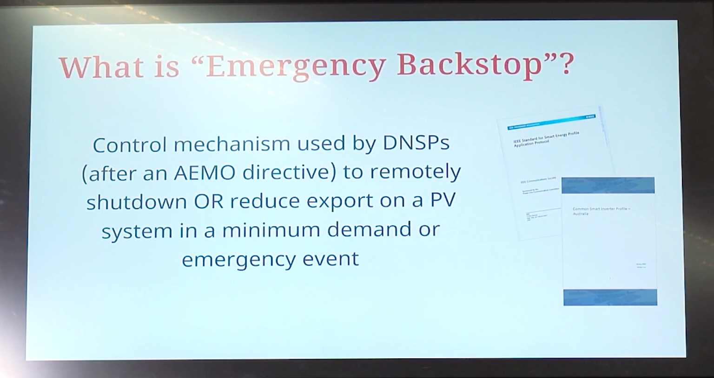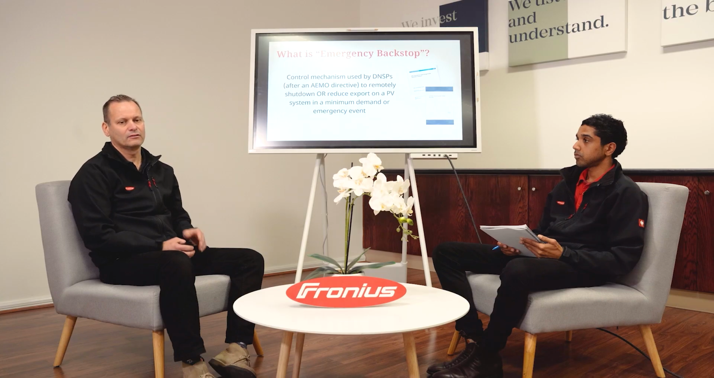All right, so I guess start off with what is emergency backstop? As the name says, it's a backstop that should be used only in emergencies or in, let's say, minimum demand events. So this control mechanism has come from AEMO. They obviously look after the stability of the grid, and so AEMO determines if there's instability in the grid or if the minimum demand is undercut. They give a directive to DNSPs, who then have the responsibility to remotely shut down systems with each individual OEM. So this happens in a minimum demand event or an emergency event.